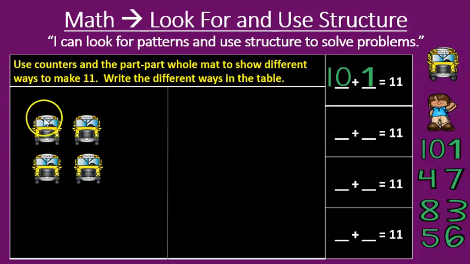Count with me. 1, 2, 3, 4. So I'm going to put number 4 here, okay? Because there are 4 buses there. Now we're going to insert the boys here, okay? We gotta equal enough boys to get to 11. What number is this that we put here?